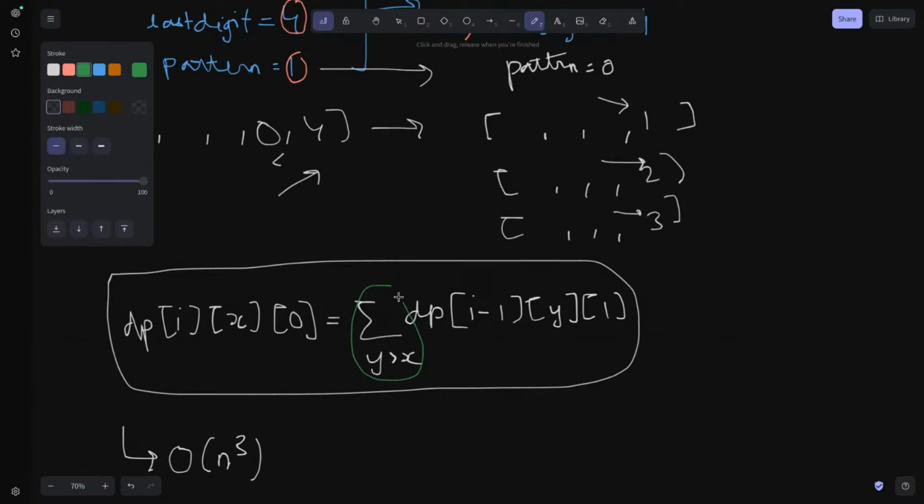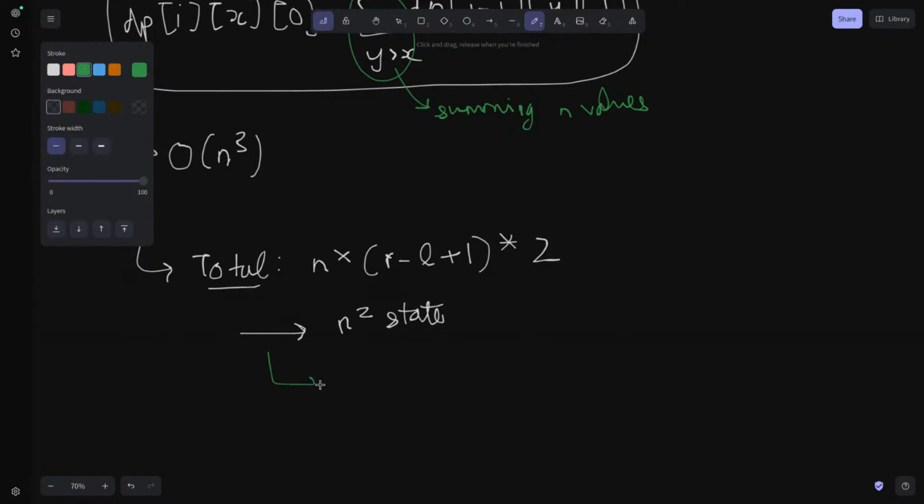And because this transition has a sum over here, as you can see, this transition has a sum. So each time you're doing a transition, you can be summing up to n values, right? Summing n values each time you're doing the transition. So that's why if you do the transition naively, the total complexity will be big O of number of states times transition, so n square times n. So your time complexity will become big O of n cubed. So that will be the total time.